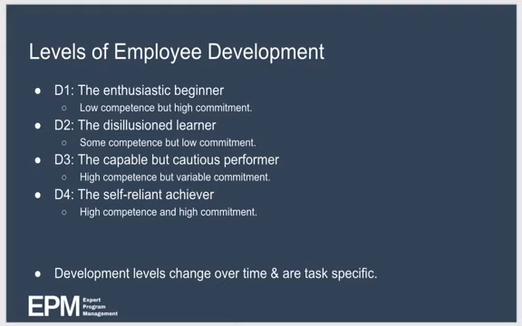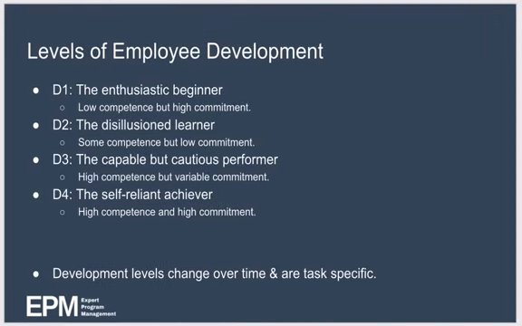And finally, we have the D4 level, the self-reliant achiever. Here, your subordinate has high competence and high commitment. Your subordinate is confident in their ability to perform the task, but not only that, they're committed and they take responsibility for the task. Now, a couple of things to watch out for.